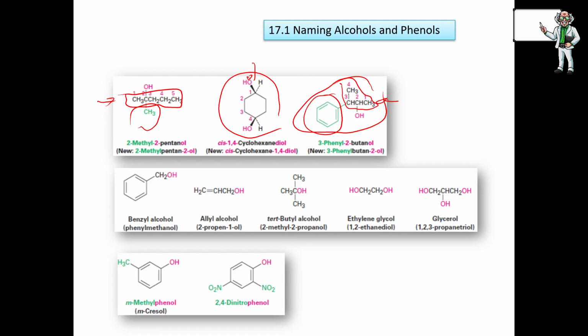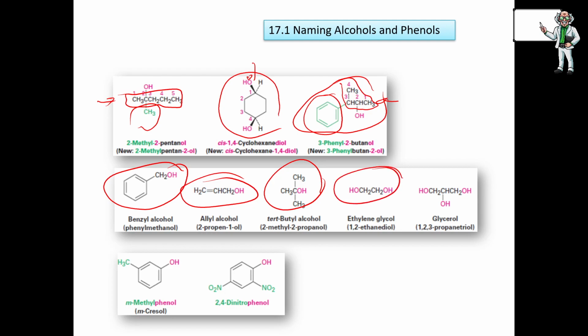Okay, as in other functional groups that we studied, there are some alcohols that have a common name. Instead of the IUPAC name, people use a common name, like for example, this is benzyl alcohol. Okay, this is allylic alcohol. This is tert-butanol or tert-butyl alcohol, up to you. This is ethylene glycol, and this is glycerol.